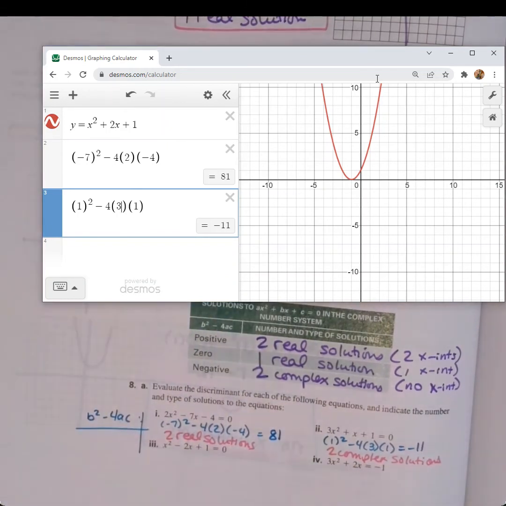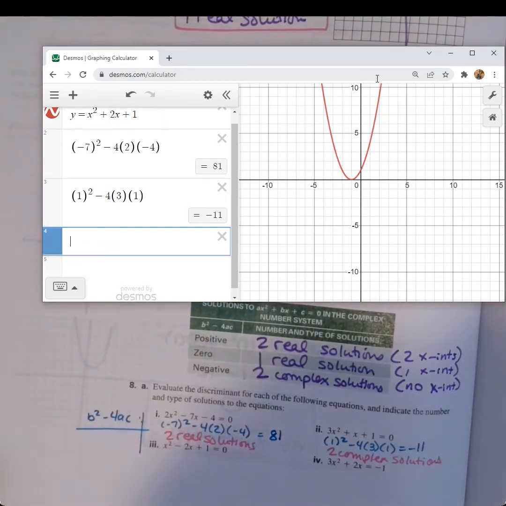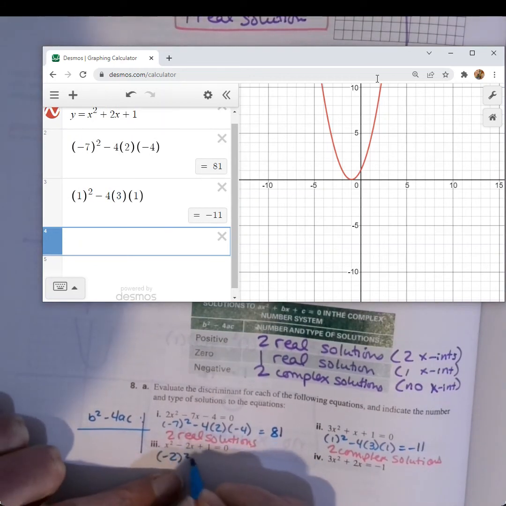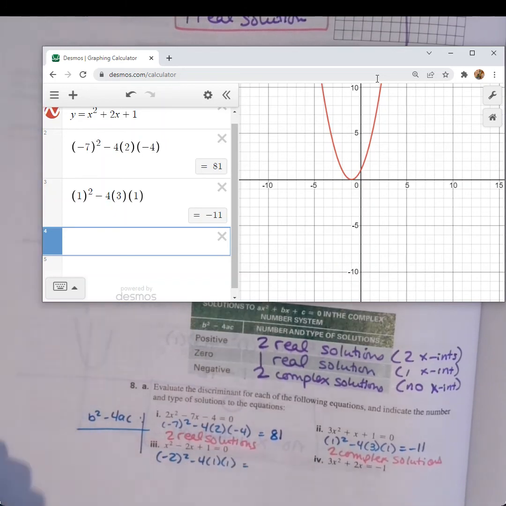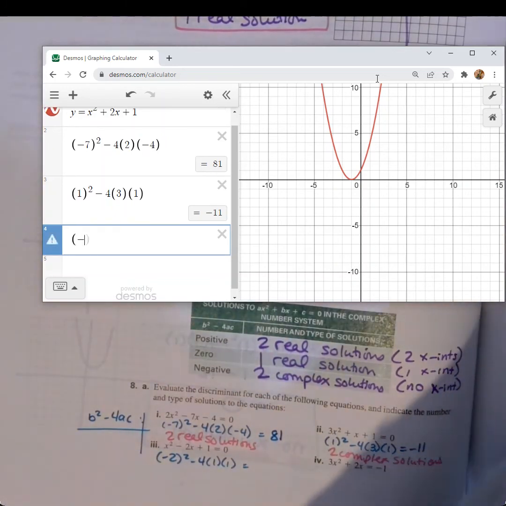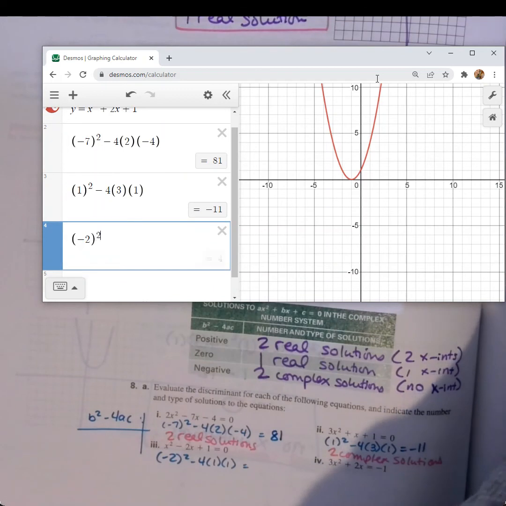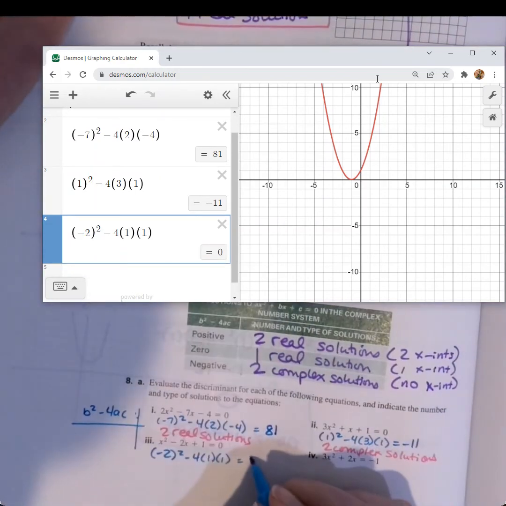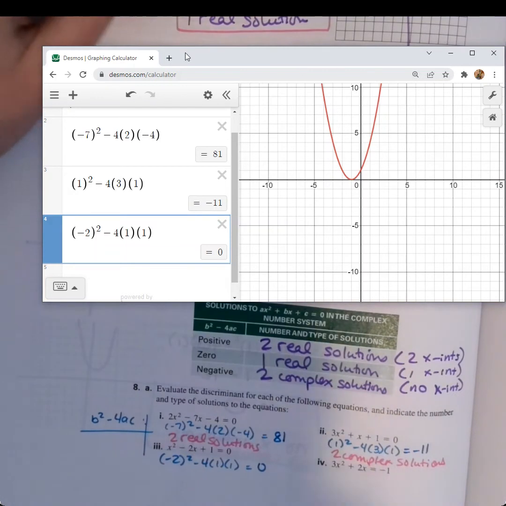Okay. All right, we do it again. So we'll have negative 2 squared minus 4 times 1 times 1. 0. So this one's going to have one real solution.